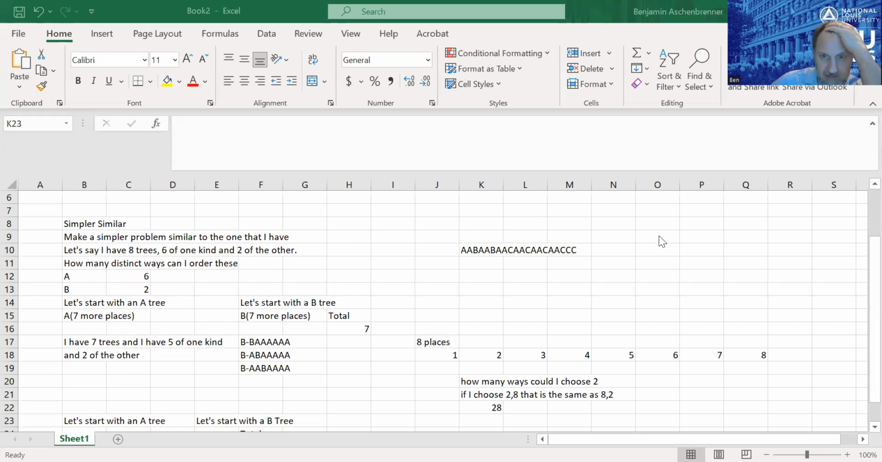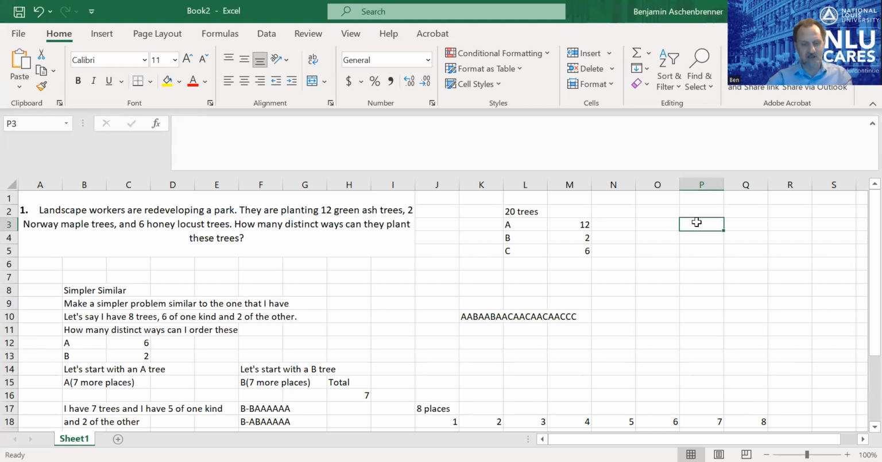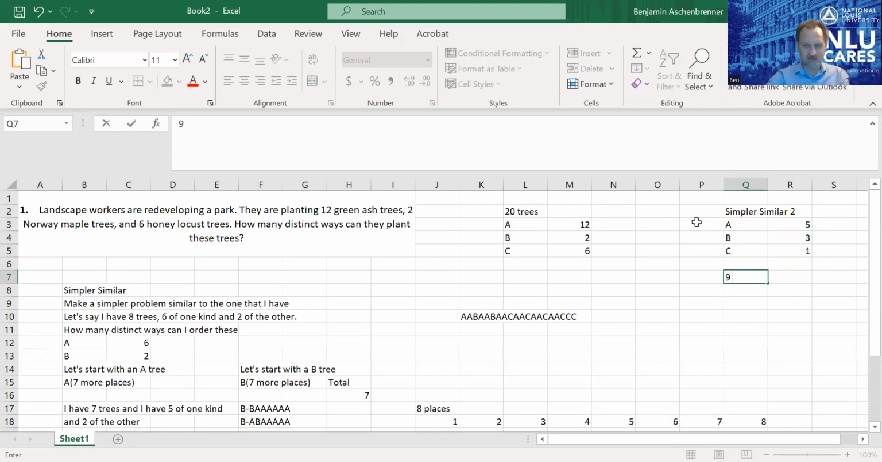So let's see here. Let's keep the numbers relatively small. 5 A's. Probably simpler, similar too: 5 A's, 3 B's, and 1 C. So the 1 C can be placed, now there's 9 trees, so the 1 C can be placed in 9 different spots.